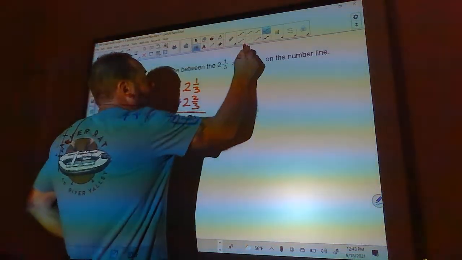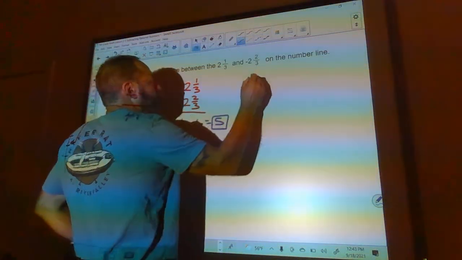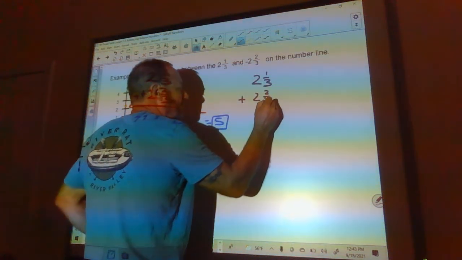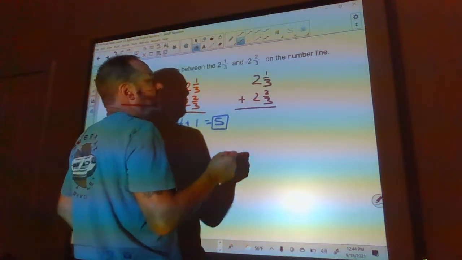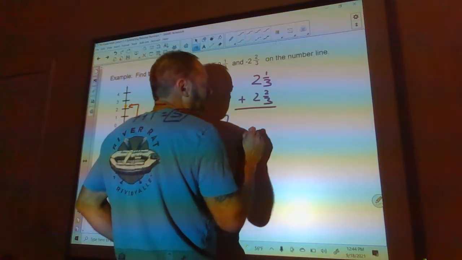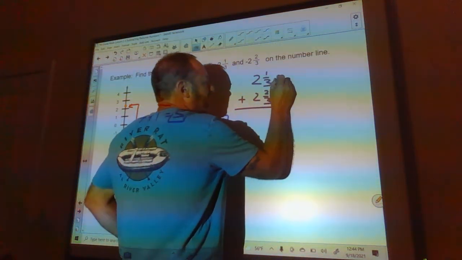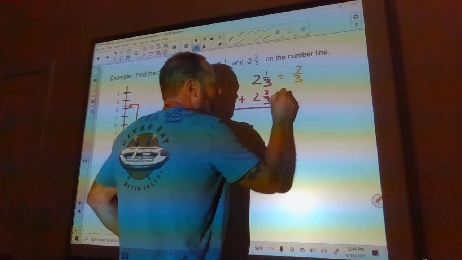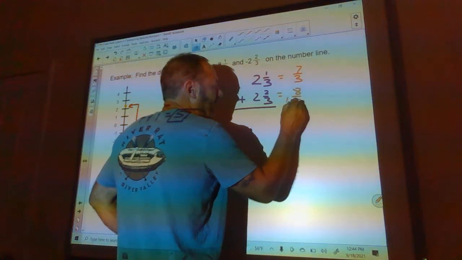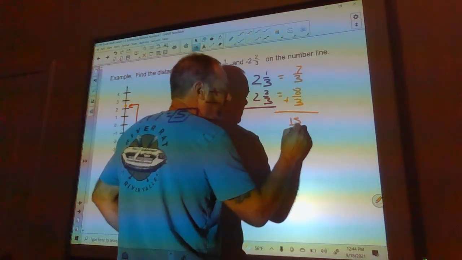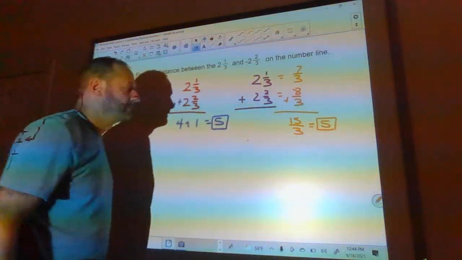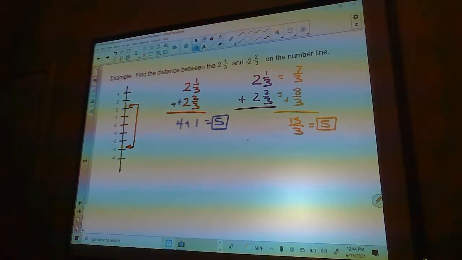Or you can take these things and convert them all into improper fractions. So this would be 7/3 and this would be 8/3. You can add those together, and that's 15/3, and then 15/3 is just 5. So either way, you get 5.